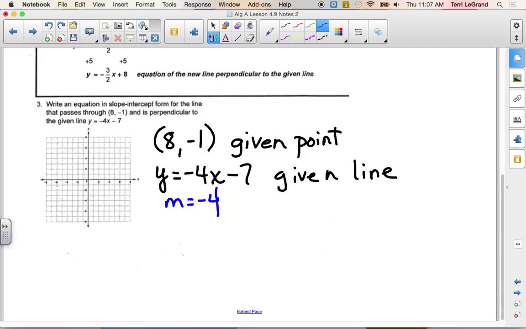So now we're going to say, let's just start a new line. m equals what? What's the slope got to be for the new line then? What's the reciprocal of 4, class? 1/4. What's the opposite sign of a negative? Positive. So the slope of the new line has to be a positive 1/4.